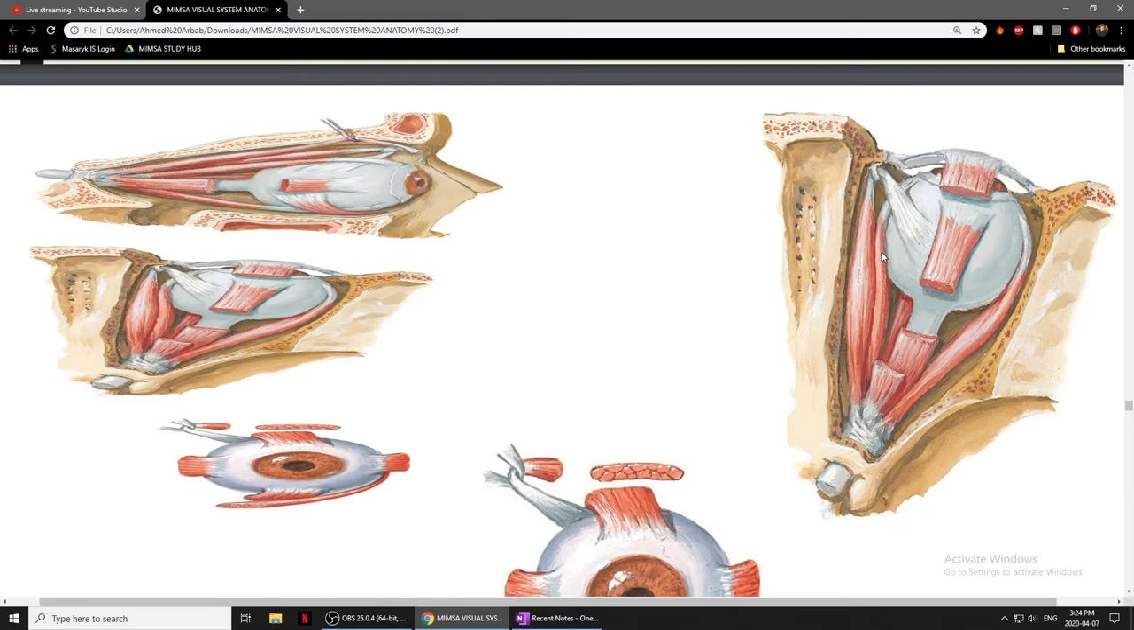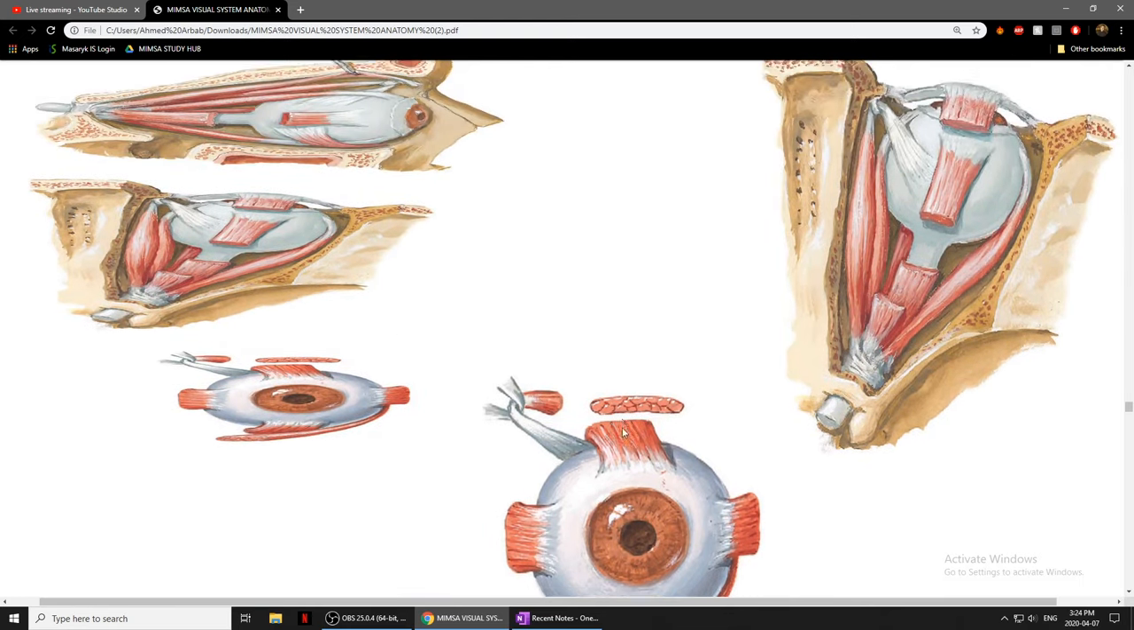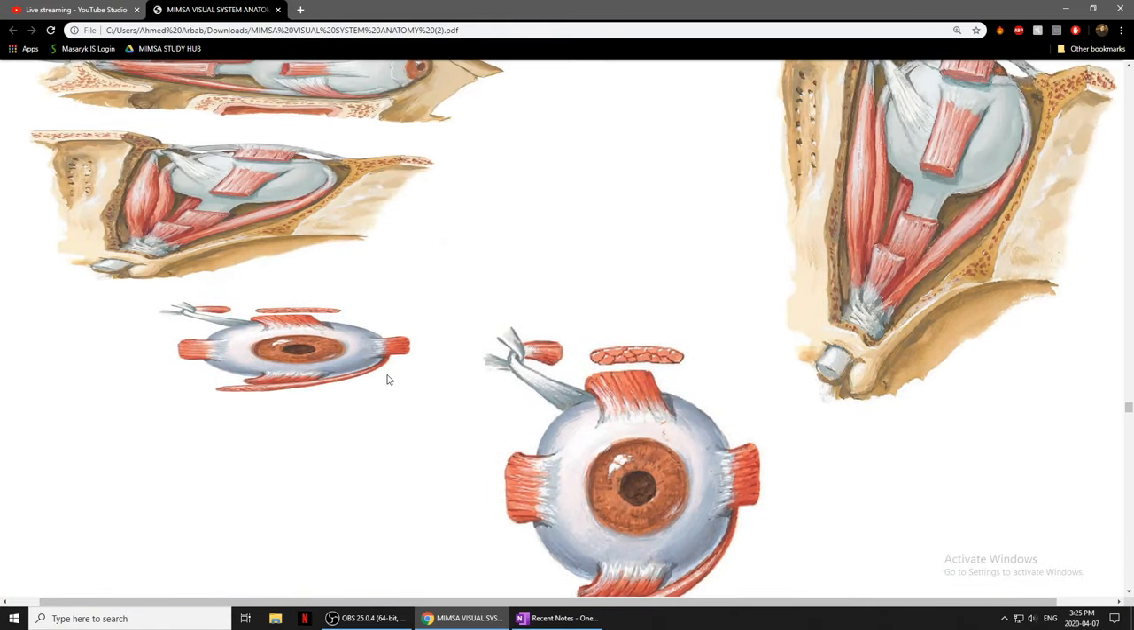Medially is this muscle right here. That is the medial rectus. Laterally would be the lateral rectus. And inferiorly is this, the inferior rectus. So superior rectus, medial rectus, lateral rectus, and inferior rectus. I'll tell you how I know that's the medial in a bit. So superior, lateral, medial, and inferior rectus. Levator palpebrae superioris. And now we can move on to the two oblique muscles.